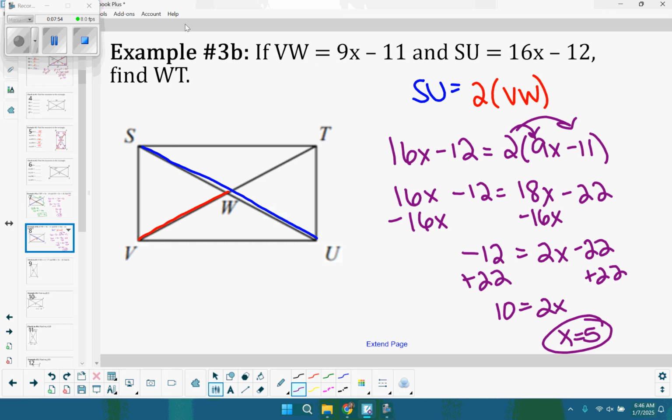This is asking us to find WT. WT is the same thing as VW. So I'm going to plug my x is 5 back into the VW. So we have 45 minus 11, so WT is equal to 34.